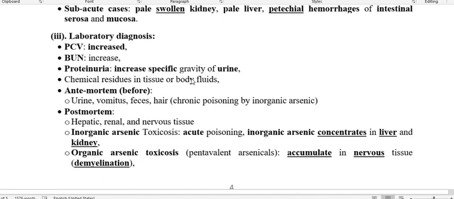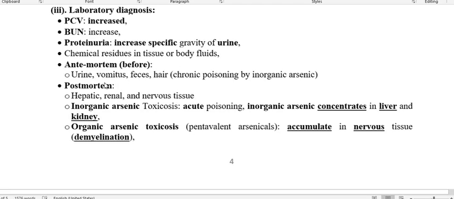So this is all about diagnosis based on clinical signs, then diagnosis based on lesions, and now the last one is diagnosis based upon laboratory tests. In laboratory tests, you will find blood urea nitrogen and packed cell volume are increased. Also, the urine specific gravity increases because of protein in the urine. So proteinuria, increased packed cell volume, and increased blood urea nitrogen you will find as laboratory diagnosis.